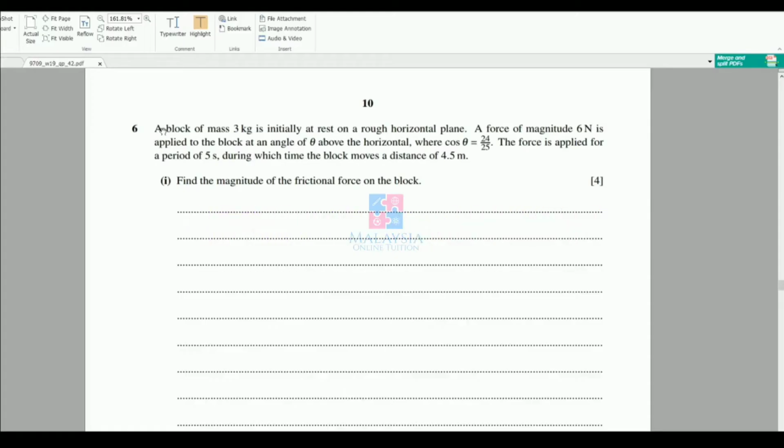Let's look at question number 6. A block of mass 3 kg is initially at rest on a rough horizontal plane. A force of magnitude 6 Newton is applied to the block at an angle of theta above the horizontal, where cos theta equals 24 over 25. The force is applied for a period of 5 seconds, during which time the block moves a distance of 4.5 meters. For part 1, find the magnitude of the frictional force on the block.